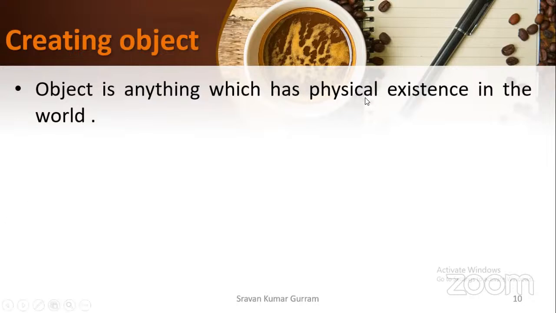An object is anything which has physical existence in the world. Actually, an object is nothing but what you observed in real life. That is called an object. But that must have physical existence. Okay, an object is anything which has physical existence in the world. If you observe the example we discussed just now, students Raju, Ram, and so on, they have physical existence. If you take the student Ramu, he has physical existence. You can show that person physically. Okay, that is called an object.